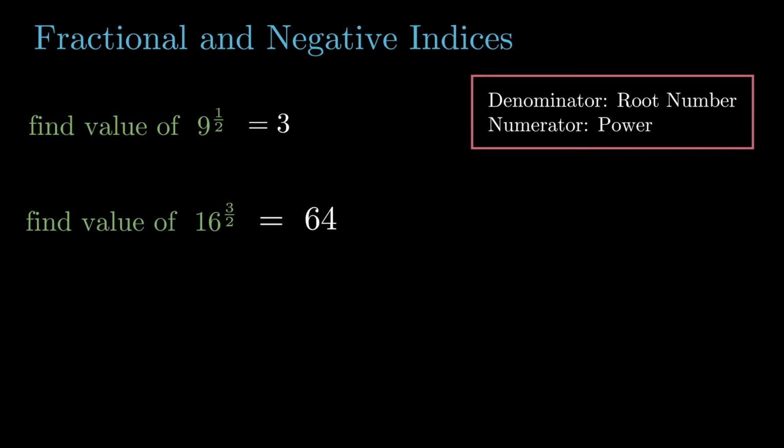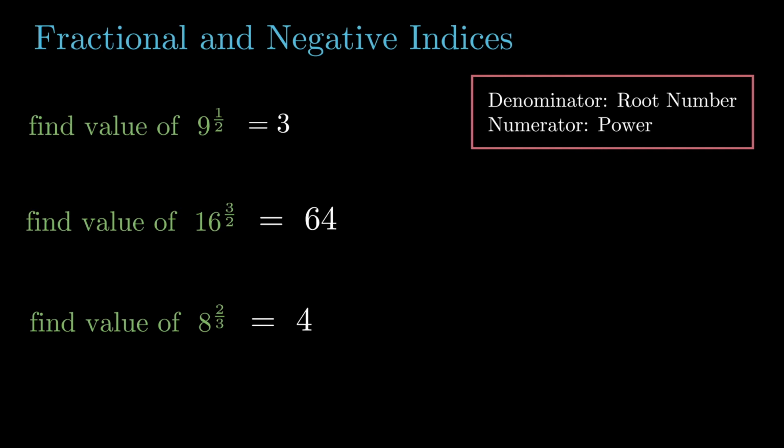Now the next example we will do is find the value of 8 to the power of 2 over 3. As you can see, the denominator in this instance is 3. So we have to cube root it. So we cube root it and then we square it. So the cube root of 8 is 2, and then 2 squared is 4.